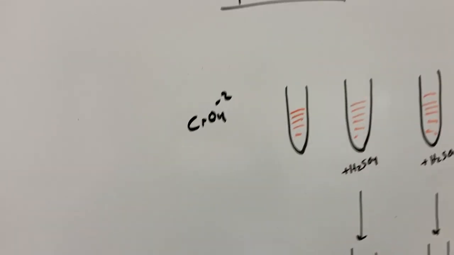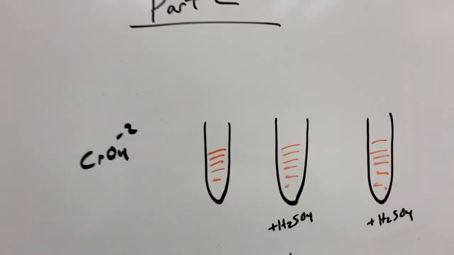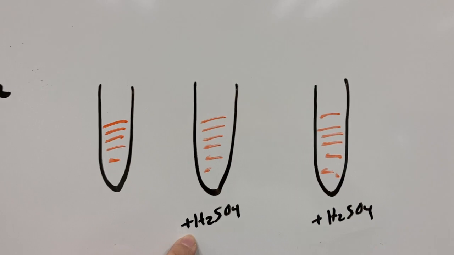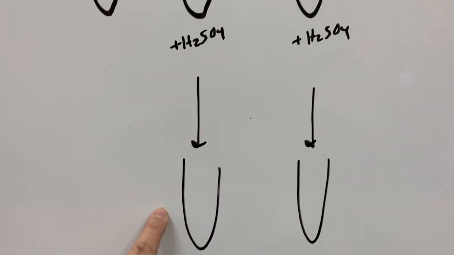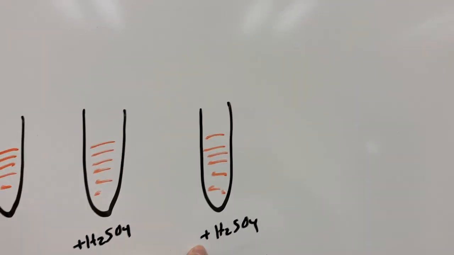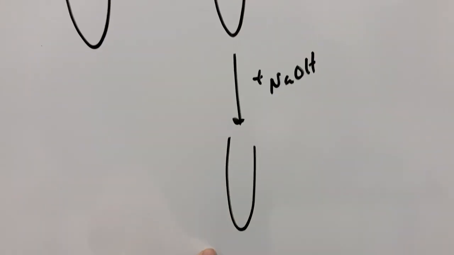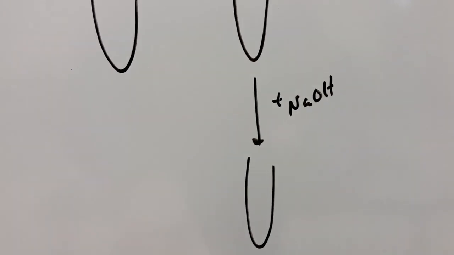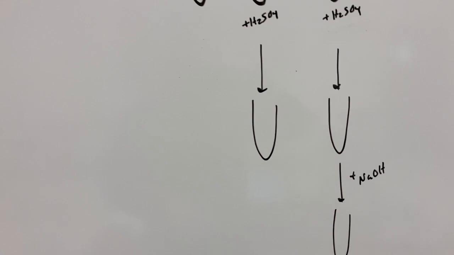In part C, we're looking at a potassium chromate solution. So we are going to subject it to sulfuric acid, record what happens, and then sulfuric acid and then sodium hydroxide. So we're going to go through all of these stepwise and record the results after each addition.